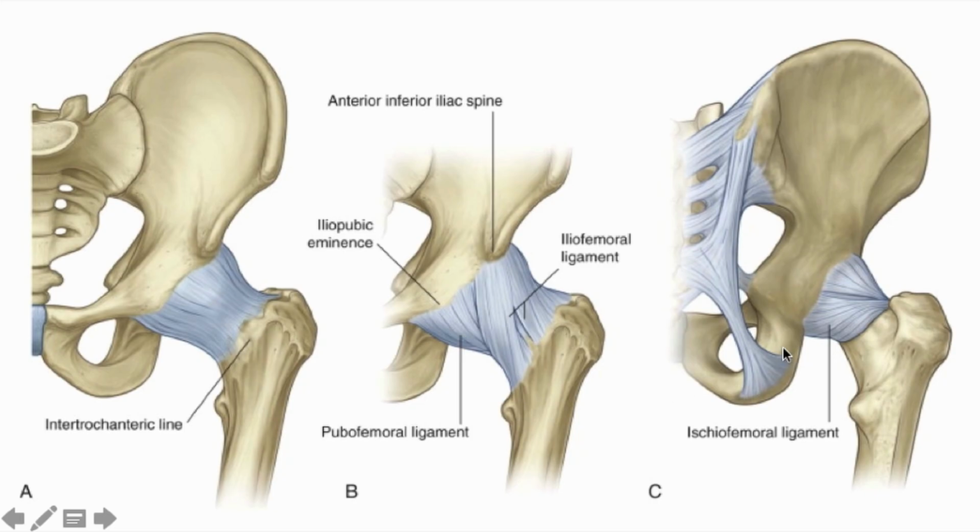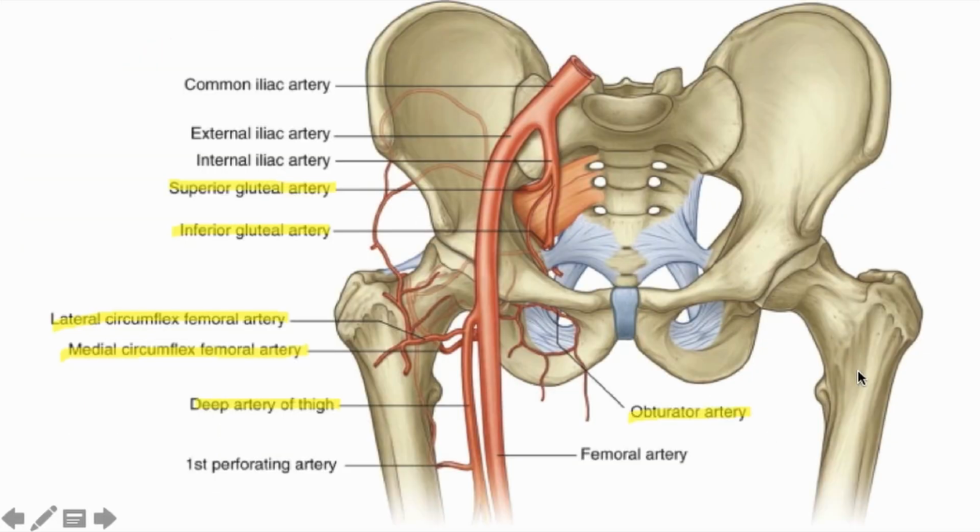The fibers of all 3 of these ligaments are oriented in a spiral fashion, and they spiral around the hip joint so that they become taut when the joint is extended. This helps stabilize the joint and reduces the amount of muscle energy required to remain standing. That's pretty cool.